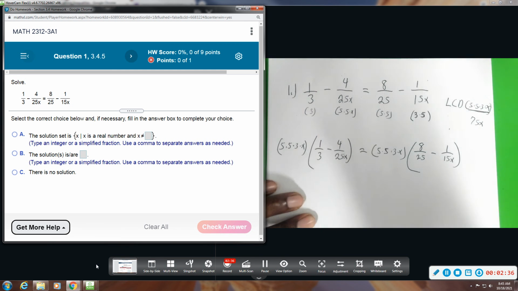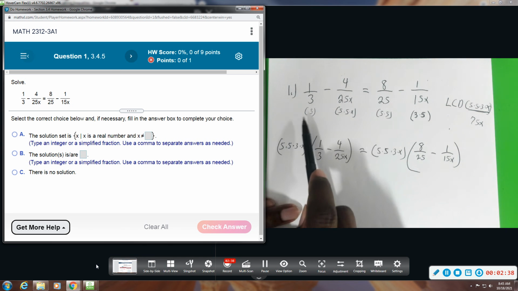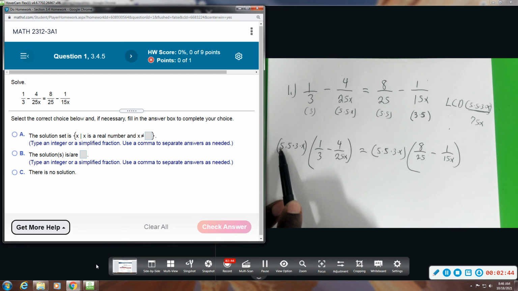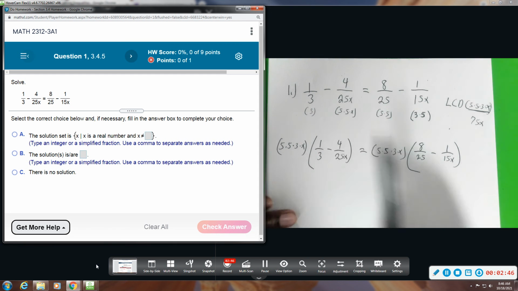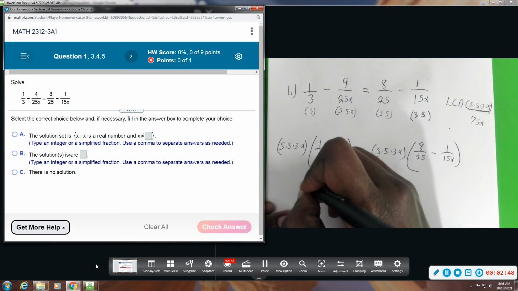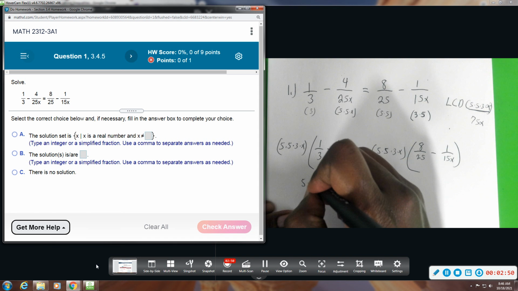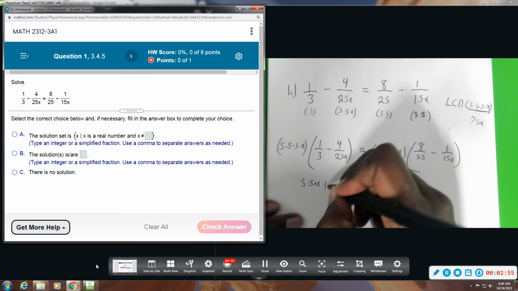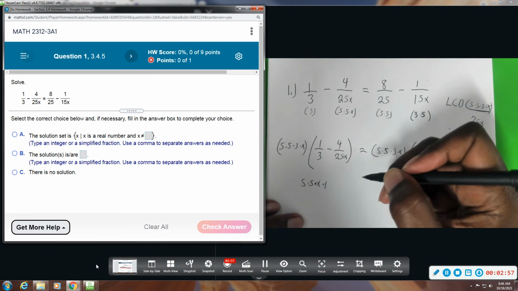All right, so it's important to know where these came from. So notice, 1 over 3, when I multiply this whole expression, the 3 is going to cancel. So I'm going to be left with 5 times 5 times x times 1. I'm going to write that down here. And later on, I'm going to do it a little bit more mathematically. I won't show all of these little steps.